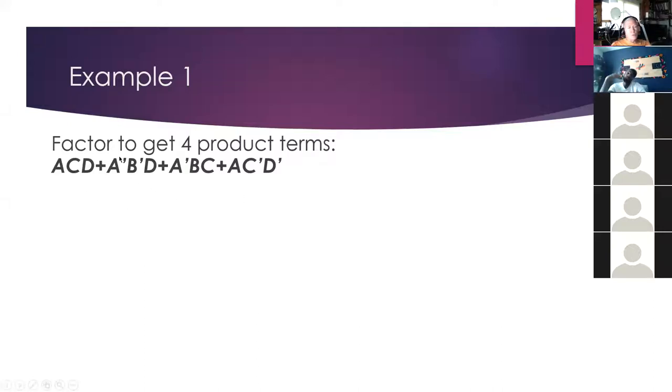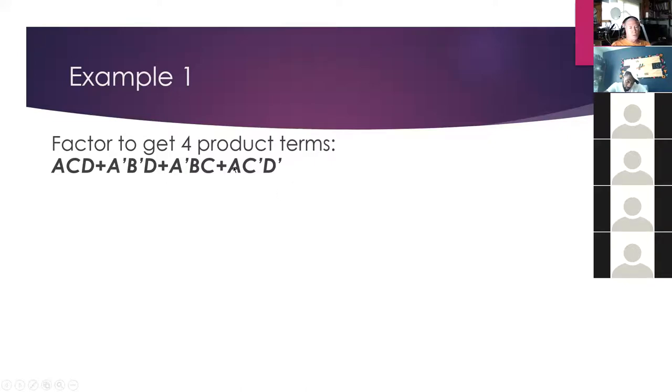No, so what we're going to do is use our theorems. For this, the first thing you do is see if you can simplify any terms. Can you combine any terms? Can you simplify any terms? It turns out that we really can't do much in that regard. We can't combine any terms, and we can't simplify any terms.